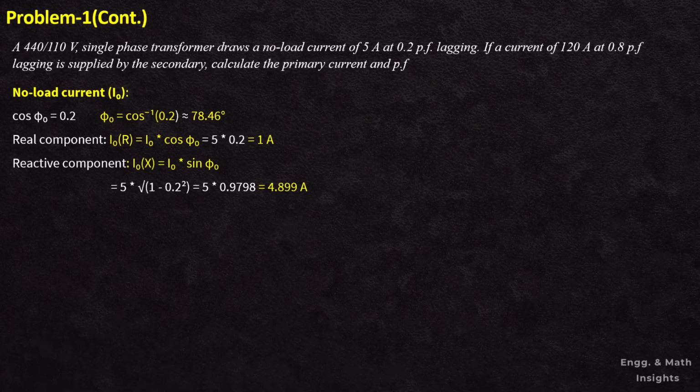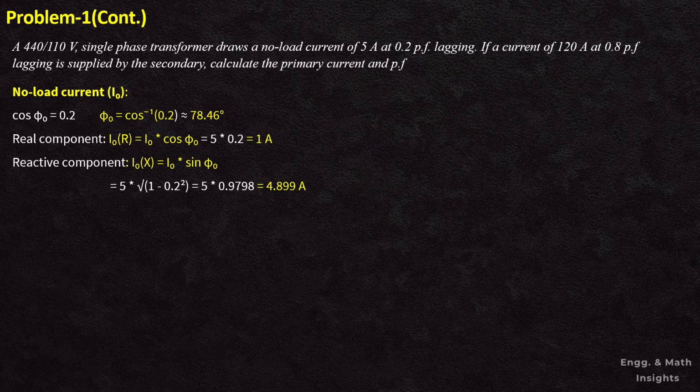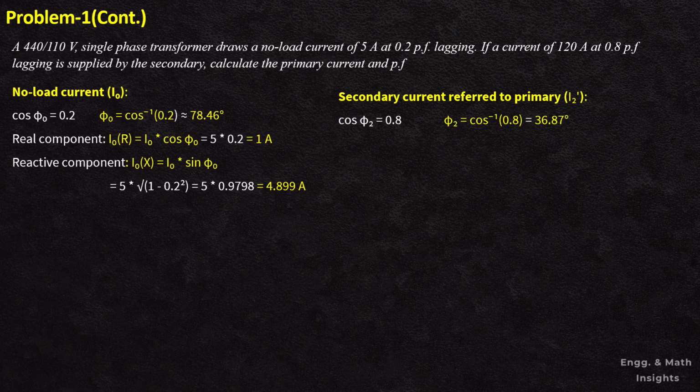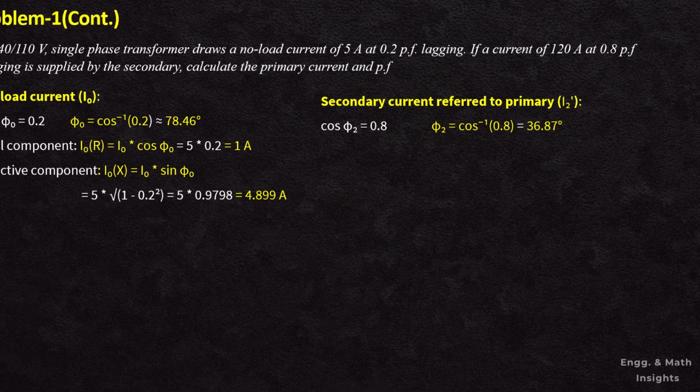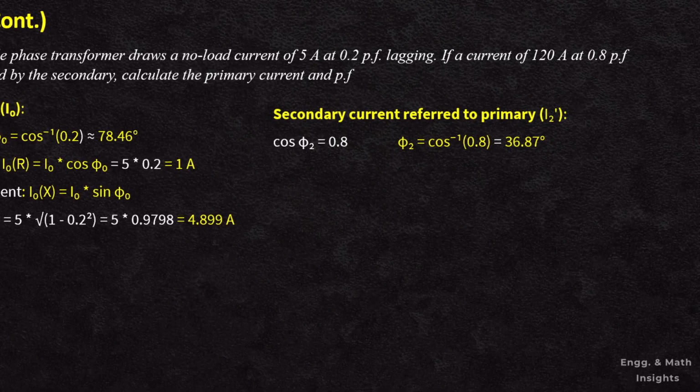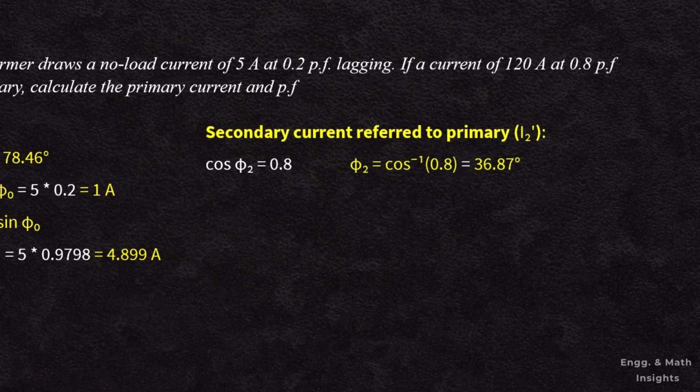Next, we will calculate the components for the secondary current referred to primary, or I2 prime. At first, the power factor is 0.8, from where we can find the phase angle phi 2 as 36.86 degree.